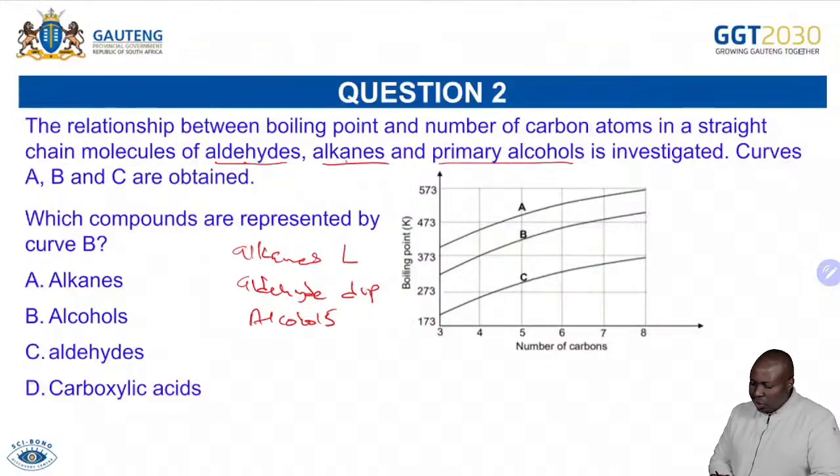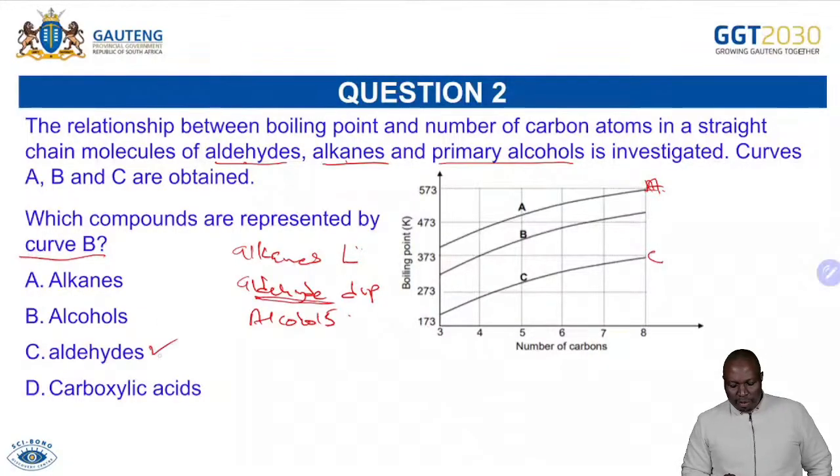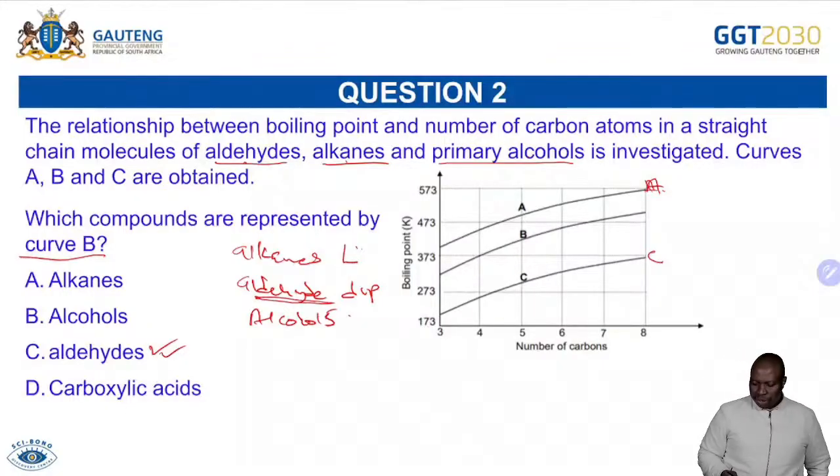Hence you will see that the one with the strongest would be A there. And then the question is saying which compounds are represented by curve B. Curve B, you can see that it's in the middle there. It's not the strongest. The strongest is A, the weakest is C. So you can see that aldehyde is the one in the middle there, and you're able to choose your answer, which is C.